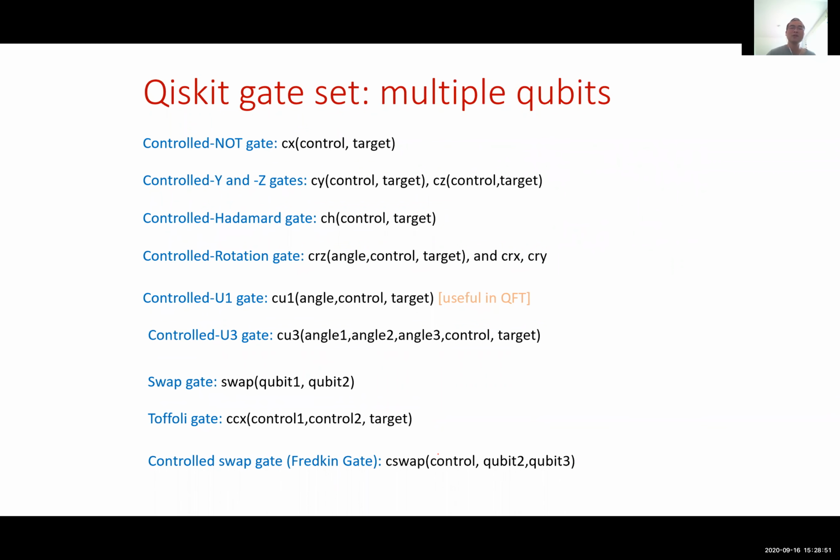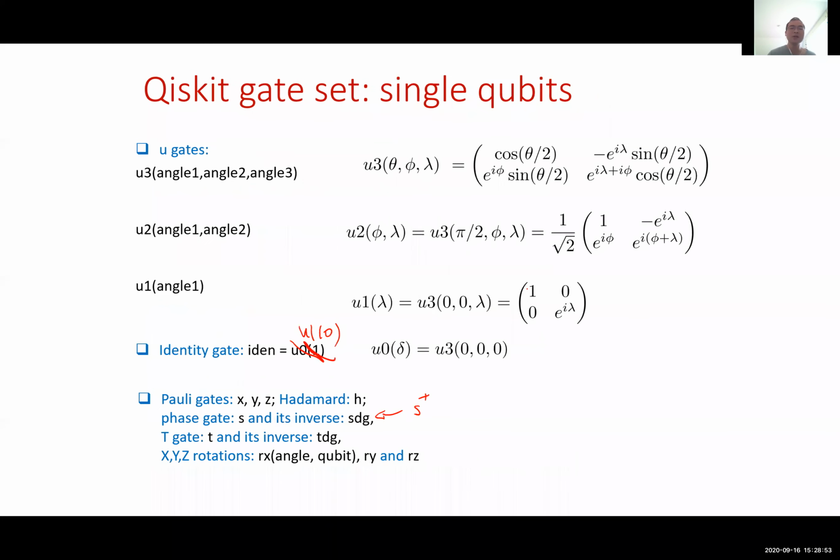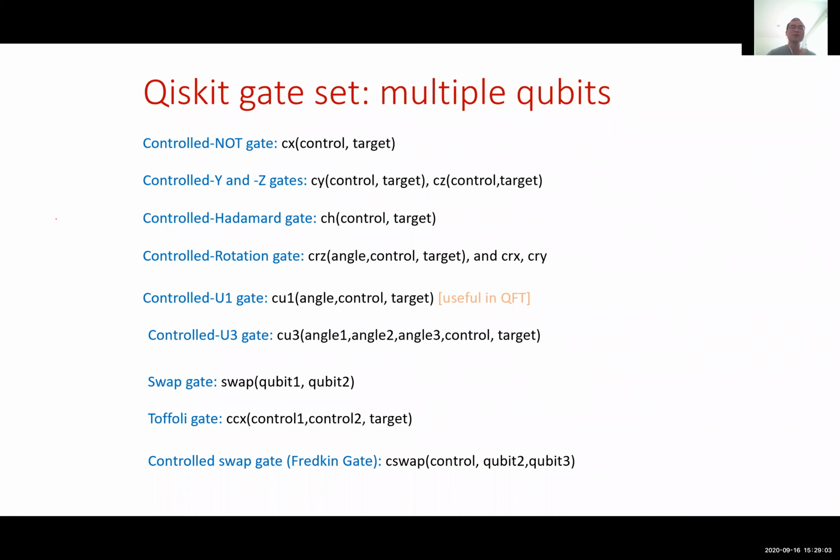More gates, these are multiple-qubit gates. The reason I list them here is that this is basically a table that you can look up when you are trying to use a gate. And this is also sort of the catalog of the multiple-qubit gates.